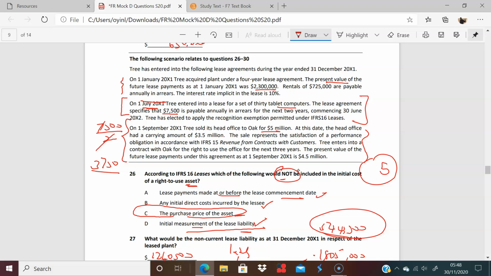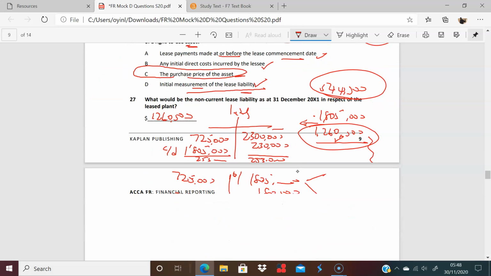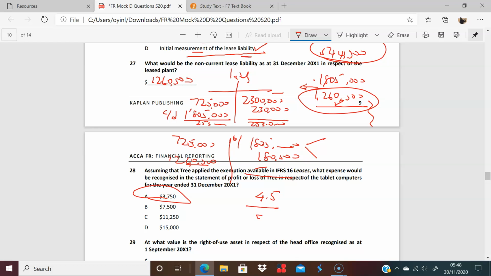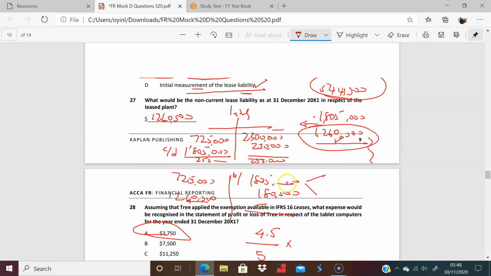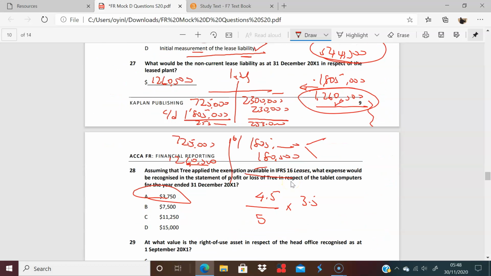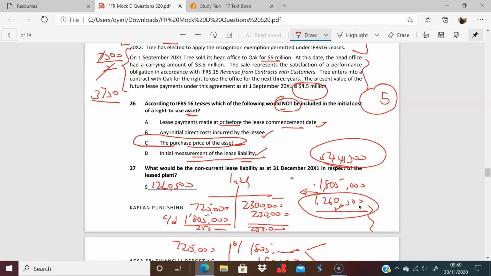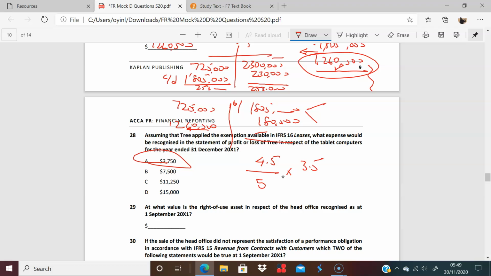A simple way of looking at it is to say, if this is the value that you brought back in, you should therefore recognize 4.5 million as a proportion of what the real full value is, 5 million, times the carrying amount. So times 3.5. This is a fast way to do it. I do a long video on the real issue here of what's happening with double entry, but this is a nice straightforward way of looking at it: 4.5 divided by 5 times 3.5.